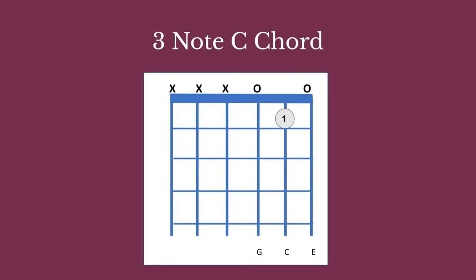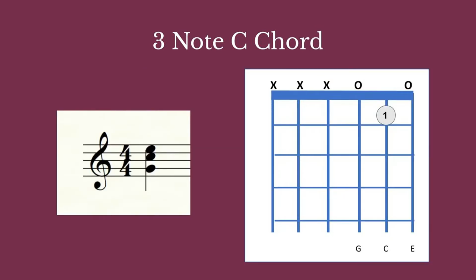Let's look at an example of our 3-note C chord. You can see that in this particular chord, we will not be using the low E, A, or D strings. We will be playing open G, first fret on your B string with your first finger, and your open E string. We can also represent this chord by notating it on our musical staff, which would look like this. No matter which way you read it, it will sound just like this.